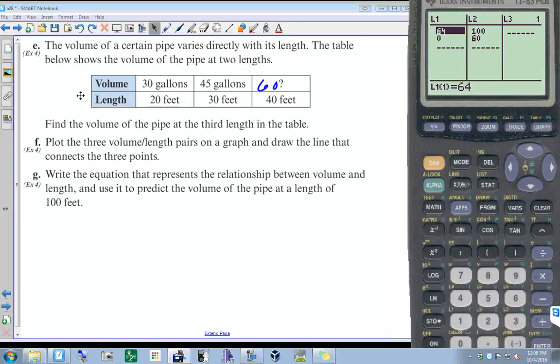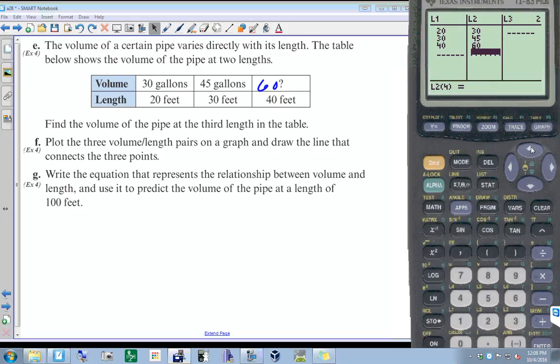Okay, what relates to that? So, volume is going to be equal to the length of pipe. So volume is the output, length is the input. That means volume is going to be y, length is going to be x. So what I'm going to do is put in 20, 30, 40. Then up here, I am going to put in 30, 45, and 60.